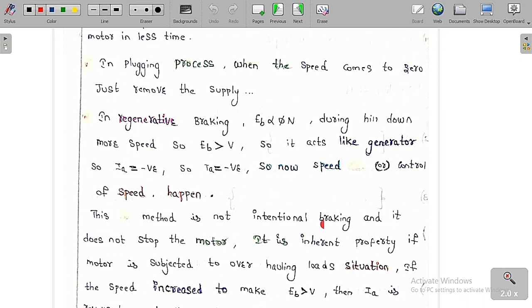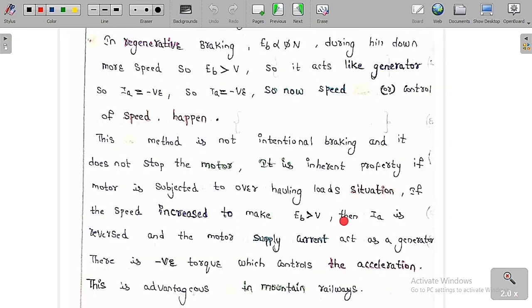This method is not intentional braking and this does not stop the motor. It is an inherent property if the motor is subject to overhauling load conditions. If the speed is increased to make EB greater than V, then IA is reversed and the motor supply current acts as a generator. There is a negative torque which controls the acceleration. This is advantageous in mountain railways.